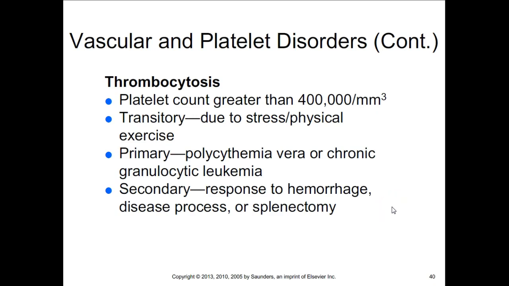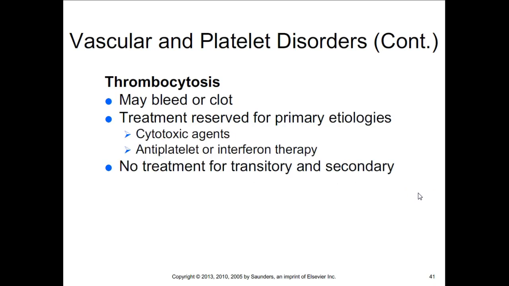Remember, myeloid and lymphoid. So the myeloid cells make pretty much all of the granulocytes and all of your red blood cells and megakaryocytes. And then it also can be in response to hemorrhages or disease processes or splenectomy. So if a spleen has been removed, you might see an excessive number of platelets, right? So it may bleed or clot. Okay, so that really depends on which type you might have and what is the origin of it. So basically, cytotoxic agents are going to be trying to lower the number of cells, right?